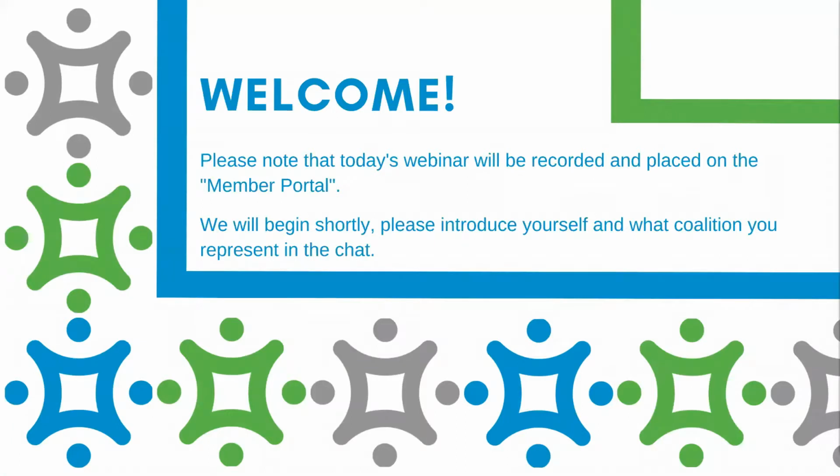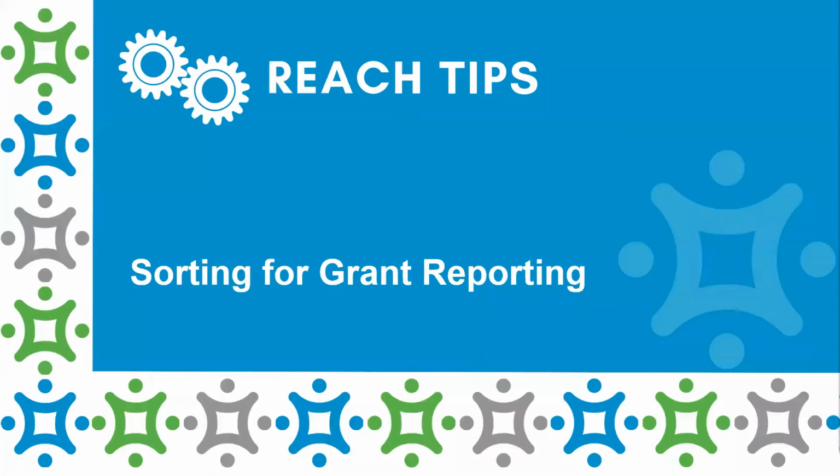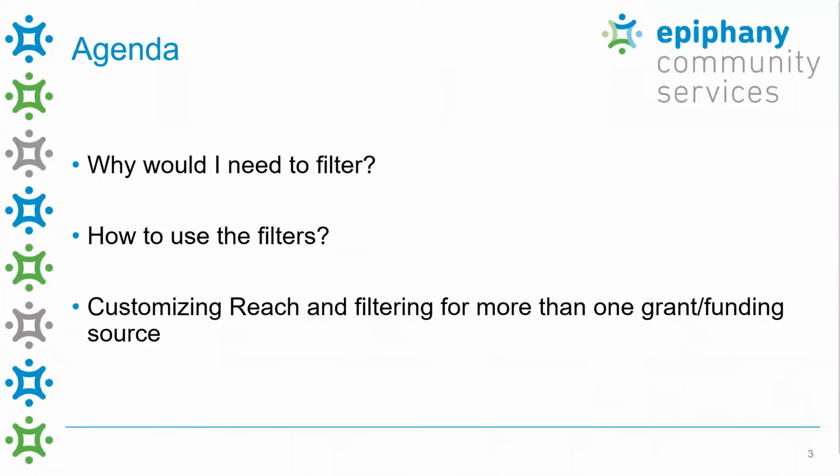Our topic today is a REACH Tips webinar on sorting for grant reporting. The basics of what we're going to go over are: why would I need to filter, what would I need to filter, how to use these for my specific grants, what do I need to pull out, as well as customizing REACH and filtering for more than one grant funding source.